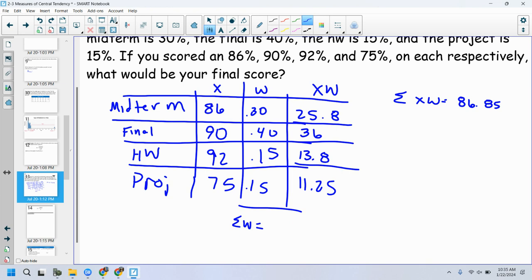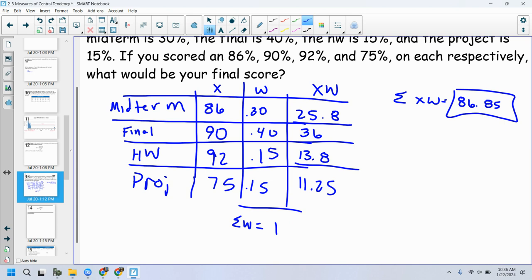Since I changed them all to decimals, the sum of my w is 1, isn't it? 0.3 plus 0.4 is 0.7, plus 0.15 is 0.85, plus another 0.15 is 1. So when I go to find the sum of xw divided by the sum of w, I would just divide that by 1. It's a little bit more convenient when you're working with grades to turn one of the columns from percentages into decimals, so you don't have to divide it by 1.